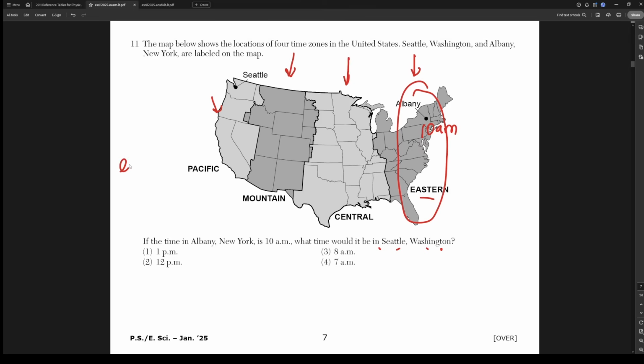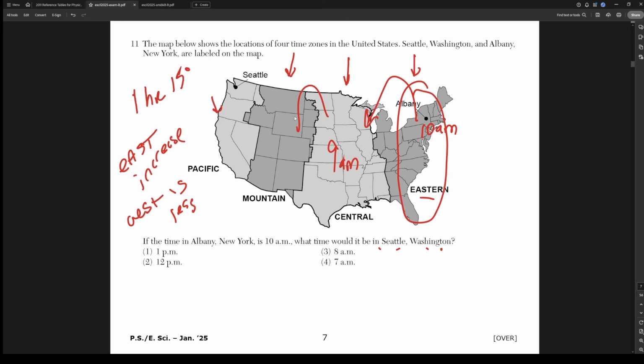So the way I like to remember it is east increase, and then west is less. So we're going to start at 10 a.m., and each is 1 hour difference, 1 hour per 15 degrees longitude. So ready? Next one, we're going to the west. So this is 9 a.m., this whole section. And we go again, 8 a.m. So that means in Seattle, it is currently 7 a.m. That's very easy time zone question.